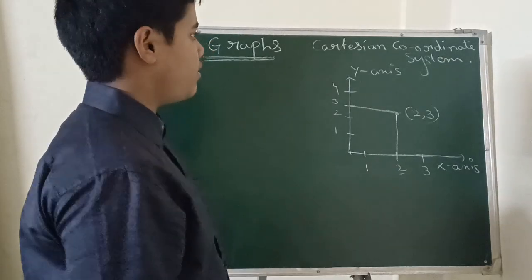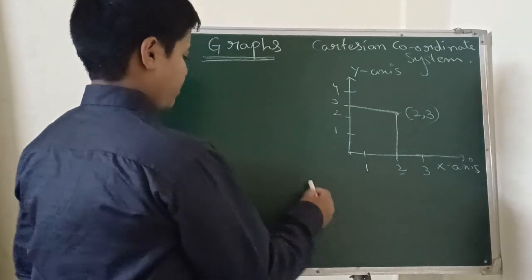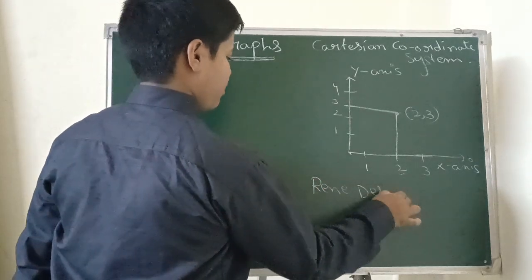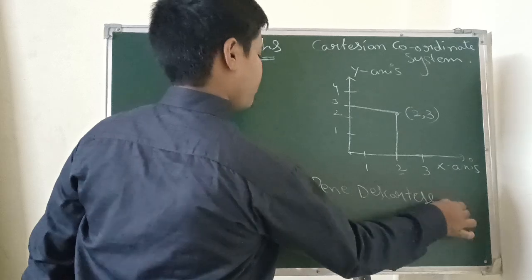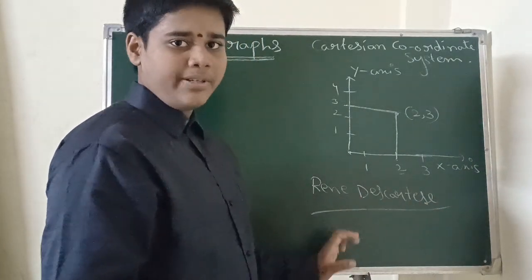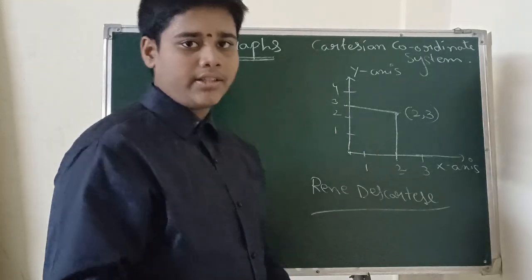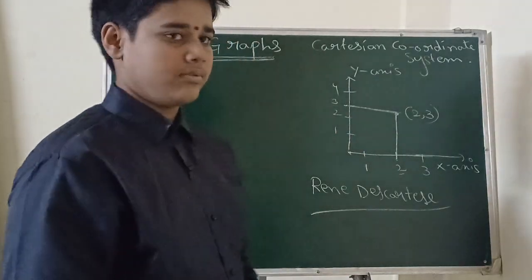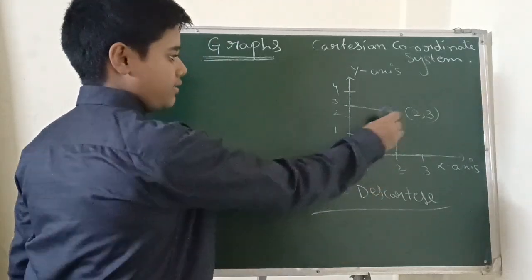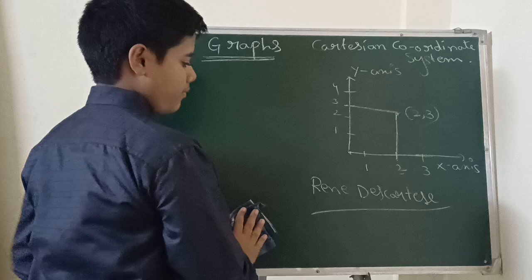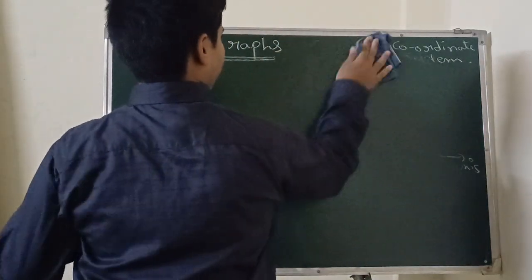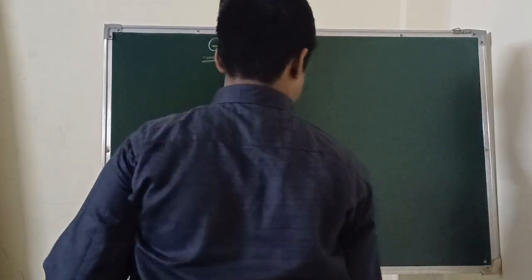Okay. So who invented graphs? René Descartes. He is a mathematician who invented this coordinate system. So he is the inventor of this coordinate system. So this is our basic introduction.